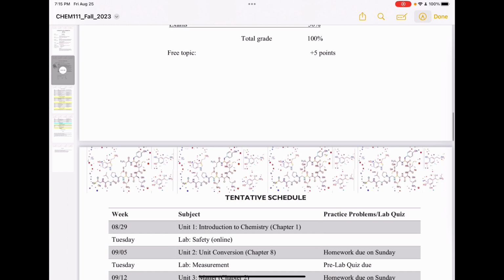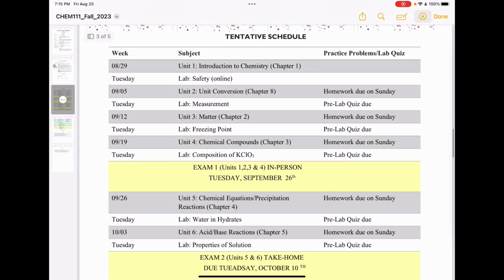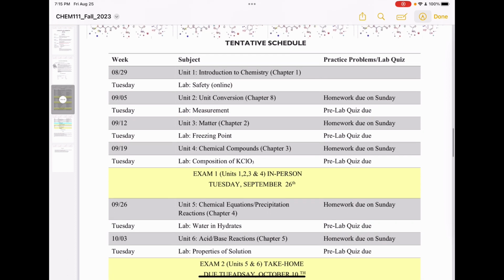The reason for that is because I want to make sure that you at least have a basic knowledge of what you're about to work on in the lab for that week. Okay, so this is how the final grade is calculated.